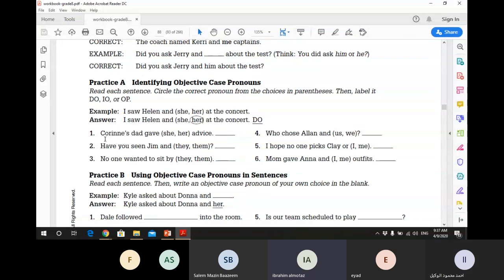Karina's dad gave she or her advice. Give her, give advice. Her, bravo. So number 1 here. Karina's dad is the subject, gave is the action verb, her is the object. So here, her is an object of what? Direct object, indirect object, or object of a preposition?